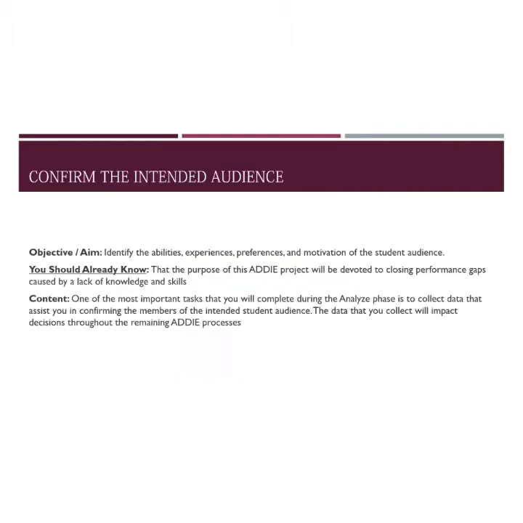The second part is confirm the intended audience. The objective or aim is identify the abilities, experience, preferences, and motivation of the student audience. You should already know that the purpose of this AD project will be devoted to closing performance gaps caused by a lack of knowledge and skills. And once again, it isn't always about lack of knowledge and skills. It could be lack of resources or lack of motivation.